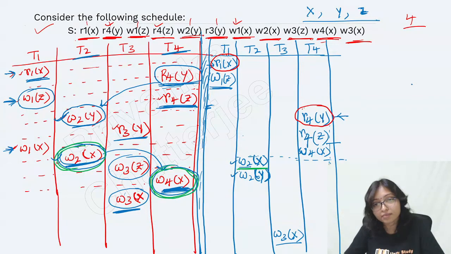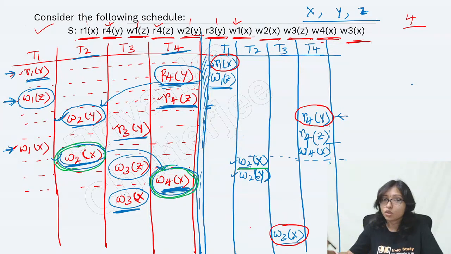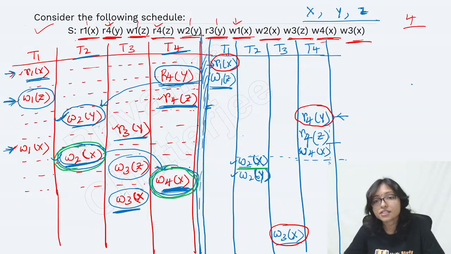Initial read also I maintain for this one. For X, final write also I maintain. No problem here, right? And I did the swapping with this write X and write X because both are blind writes. No problem here. Now think, what is the remaining part?